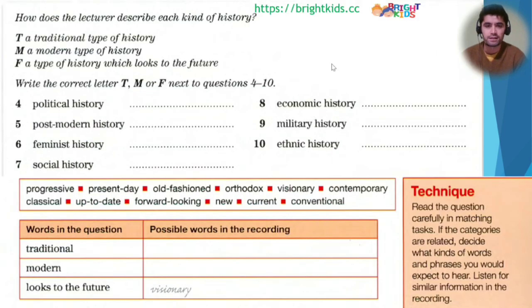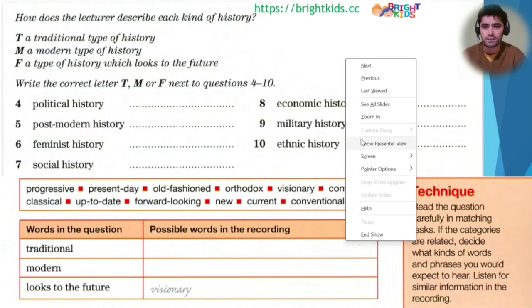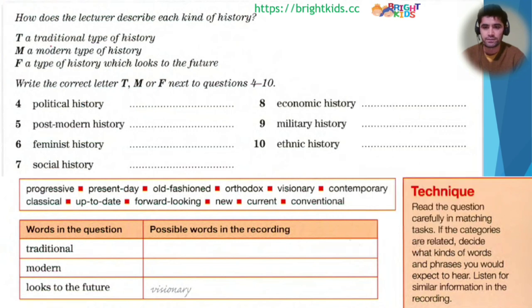This is another task on matching questions. Now let's take a look at the question first. So here is the task. How does the lecturer describe each kind of history? We have different types of history here. A traditional type of history is marked with T. A modern type of history is marked with M, and a type of history which looks to the future is marked with F.